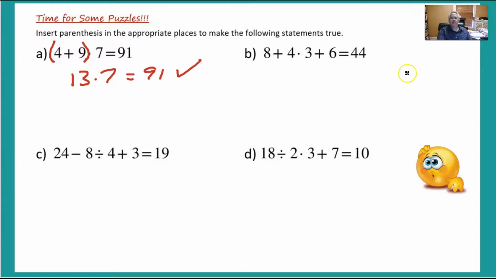All right, this one. We could try 8 plus 4 times 3. That'd be 12 times 3, which is 36, plus 6. That's 42. That's not going to work. All right, back up. Erase. Let's try them in a different spot. How about here? That forces that addition to be first. So this would be 8 plus 4 times 9. That's 8 plus 36. Yeah, that does equal 44. All right, that works.